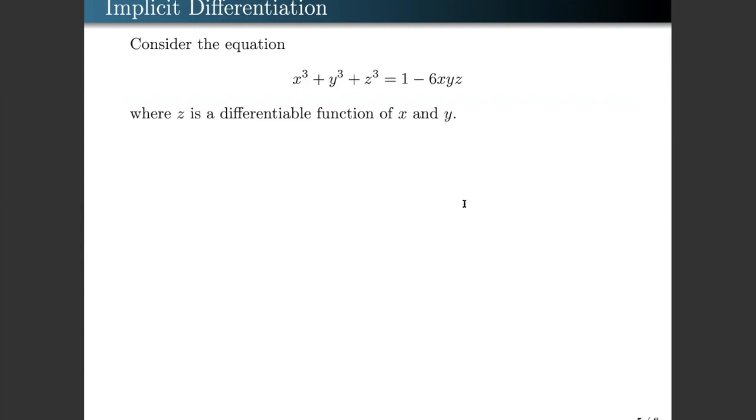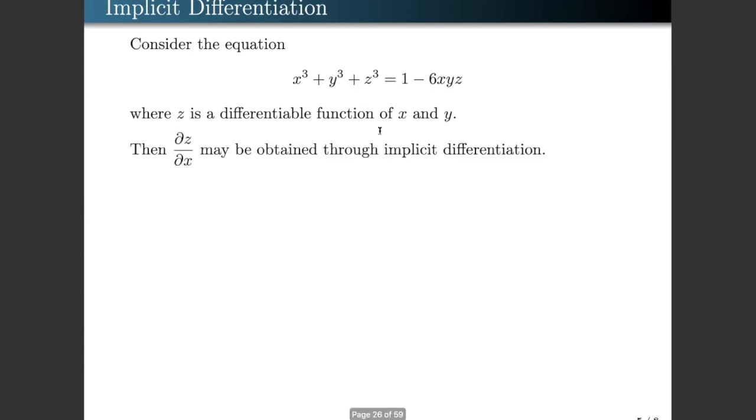Now, let's try to generalize the case. So this time we have 3 variables. So let's first solve this the way we solve it in Math 21, shall we? So we have the equation x cubed plus y cubed plus z cubed is equal to 1 minus 6xyz. Here we have z is a differentiable function of x and y. So we will obtain this using implicit differentiation.